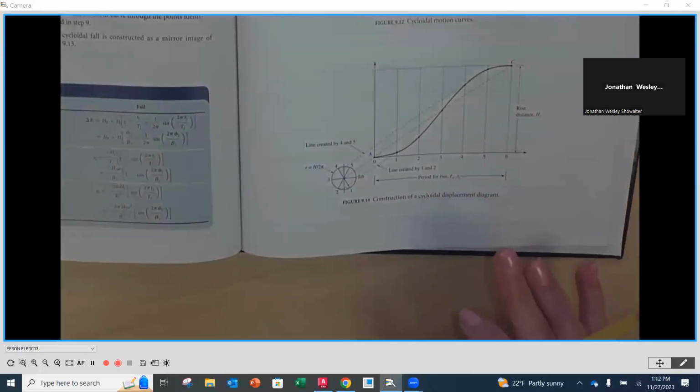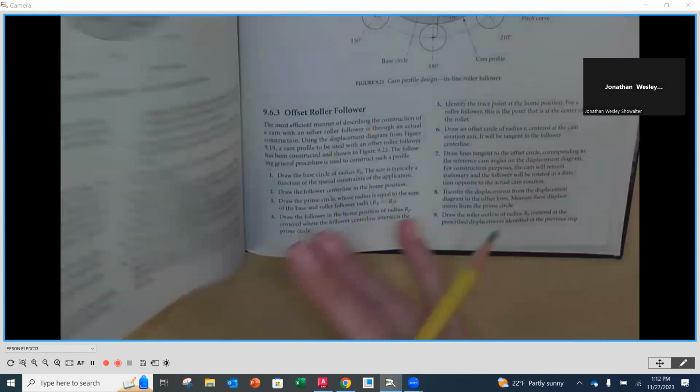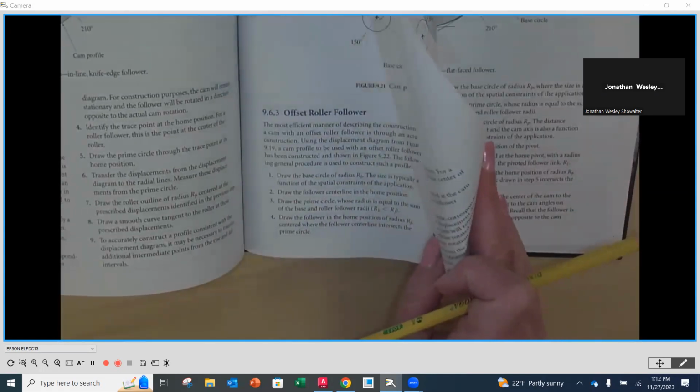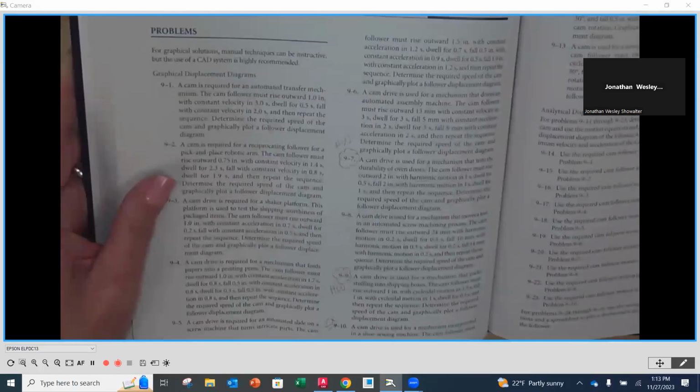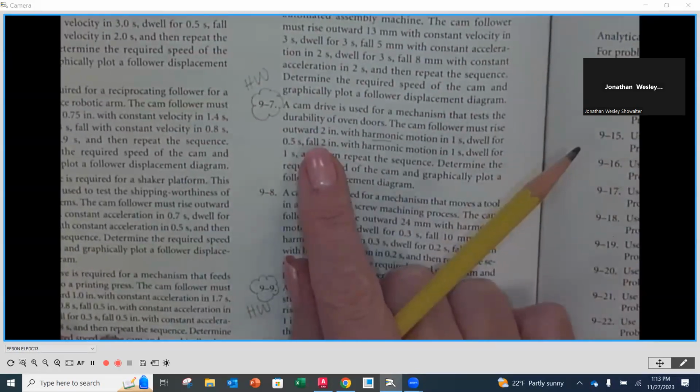So your problems that you would be ready to look at are going to be at the end of the chapter. The first one that you're looking at is going to be the homework problem 9-7. We've got a cam drive used for a mechanism that tests the durability of oven doors. The cam follower must rise outward 2 inches with harmonic motion in 1 second.